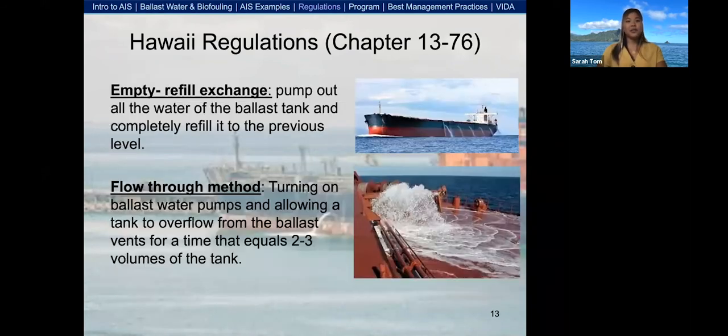So if a mid-ocean exchange needs to be done, empty refill exchange, which is when all the water is pumped out of the ballast tanks and completely refilled to the previous level, or flow-through method, which is when the ballast water pumps are turned on and the tanks are allowed to be overflowed from the ballast vents for a time that equals 2 to 3 volumes of the tanks, can be used.